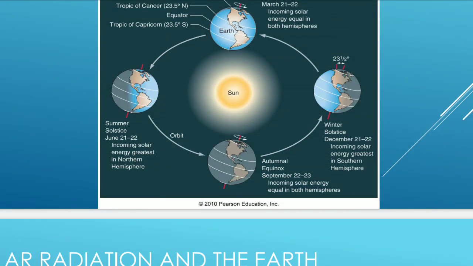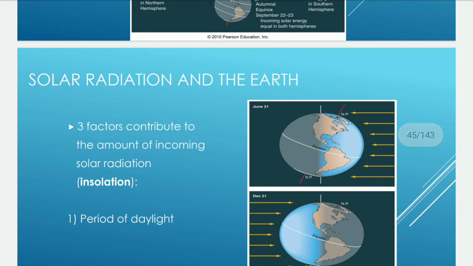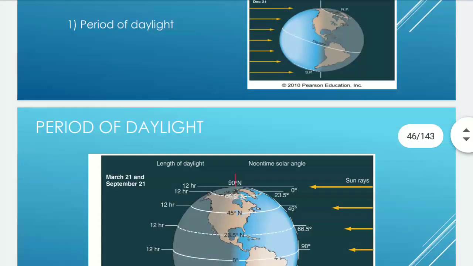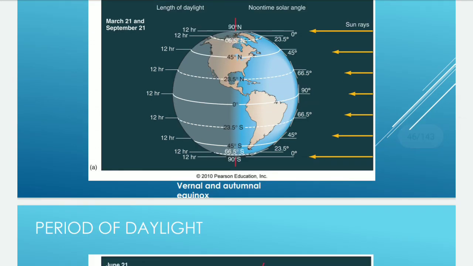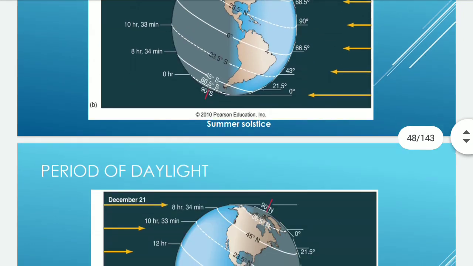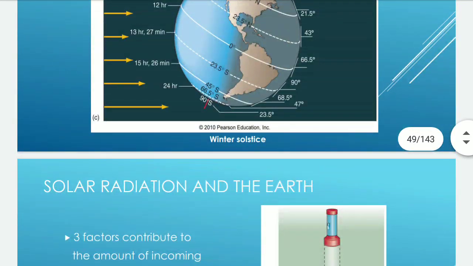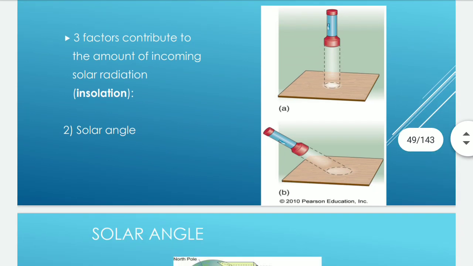Solar radiation and the Earth, three factors contribute to the amount of incoming solar radiation: insolation, period of daylight, sun rays at noon time, length of day and night. March 21, September 21, vernal and autumnal equinox. Period of daylight: this is the summer solstice, this is the period of daylight, this is the winter solstice.